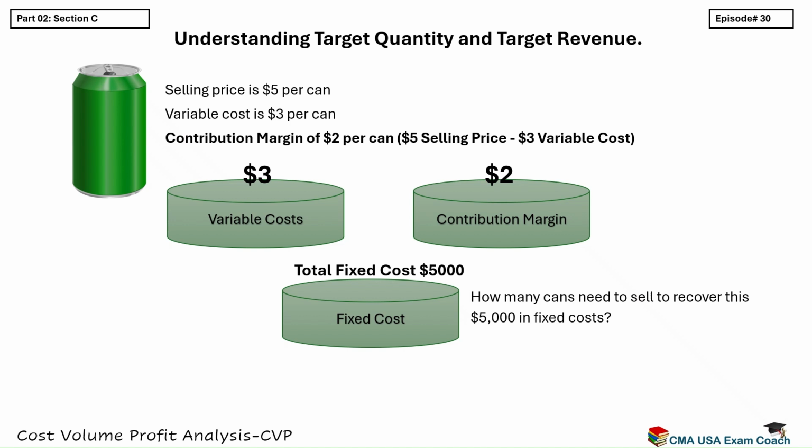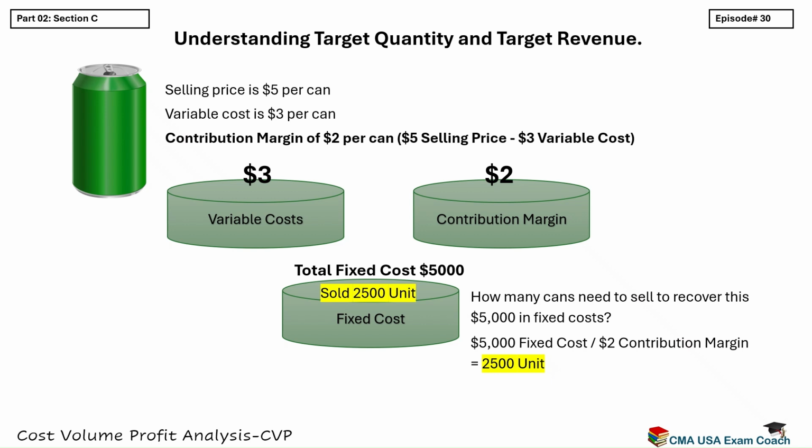We can easily calculate that by dividing the fixed cost by the contribution margin. $5,000 divided by 2 equals 2,500 cans. So, I need to sell 2,500 cans to cover my fixed cost completely.